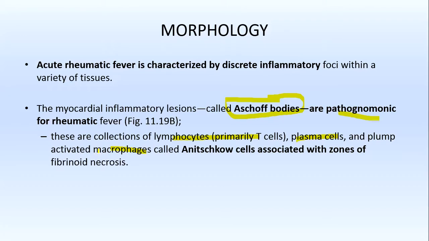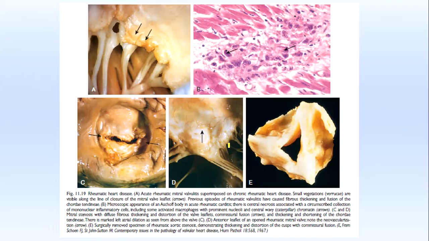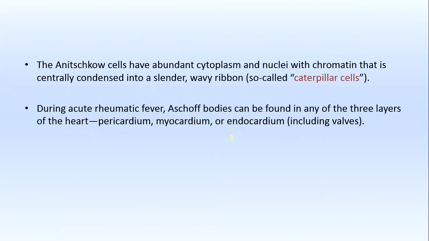Now, the macrophages which are present in Aschoff bodies are known as Anitschkow cells, and they may be associated with a zone of fibrinoid necrosis. What are these Anitschkow cells? They have abundant cytoplasm, and within their nuclei the chromatin is condensed into a wavy ribbon form. The other name given is caterpillar cells.